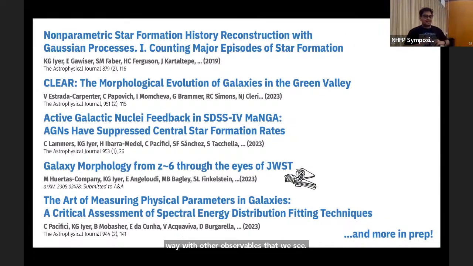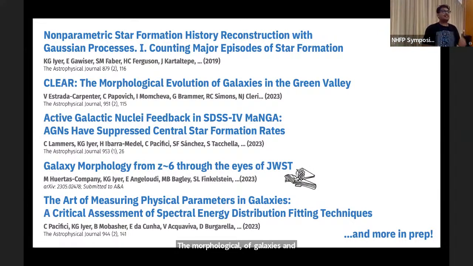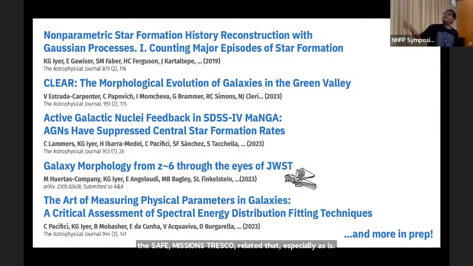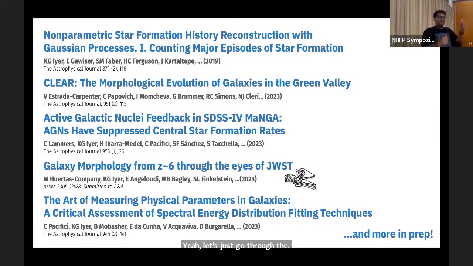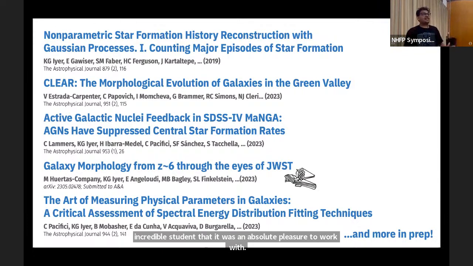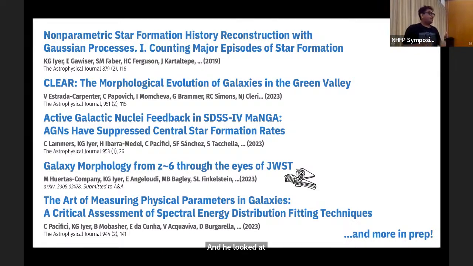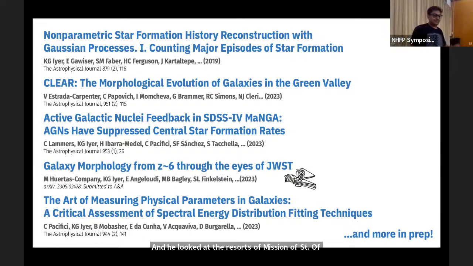So there's a bunch of papers that look at different aspects of this. I looked at quenching and rejuvenation statistics across redshift. People have been looking at the morphological evolution of galaxies and whether signatures in their star formation histories correlate with that, especially as these galaxies go through the Green Valley to quench. Caleb Lammers is this incredible student that it was an absolute pleasure to work with. And he looked at resolved star formation histories of galaxies in MaNGA to see if there's signatures of AGN feedback in how things are radially quenching.